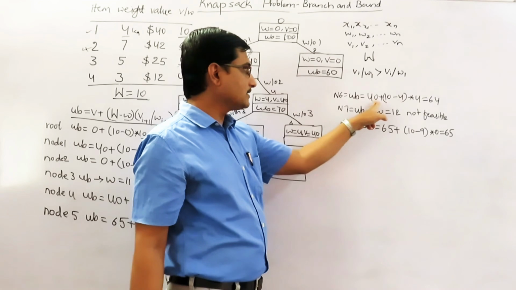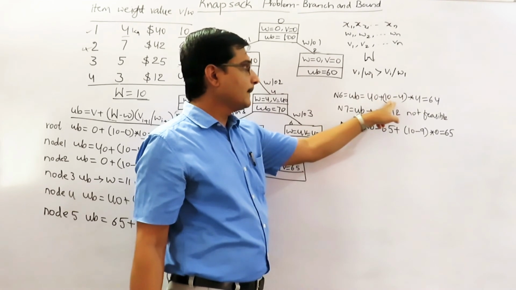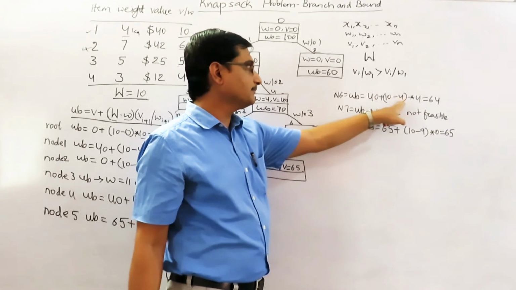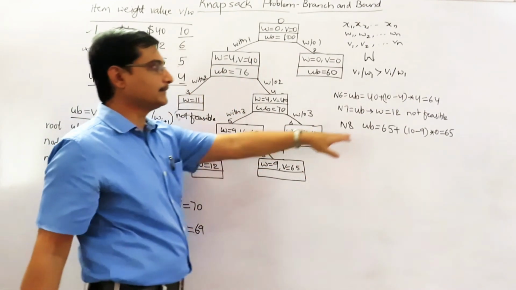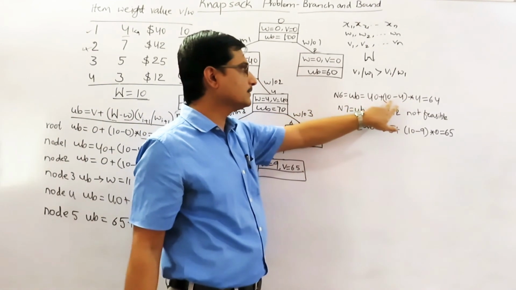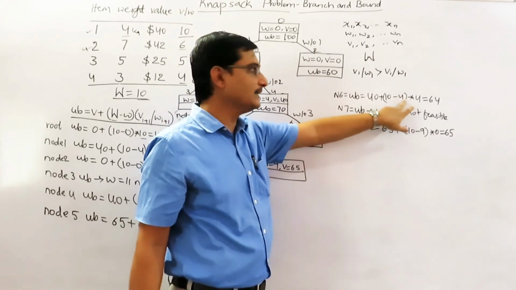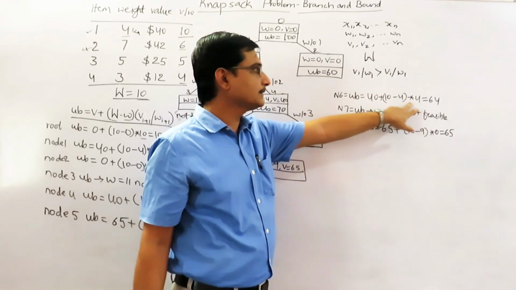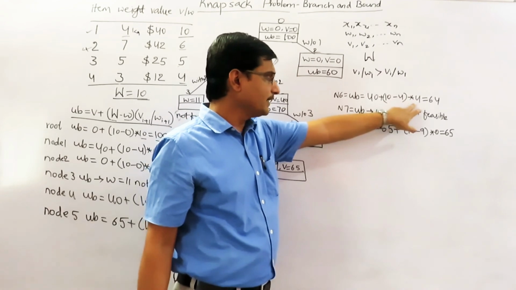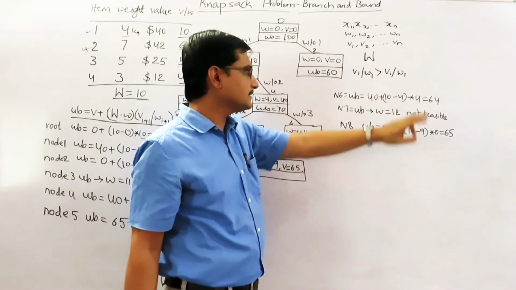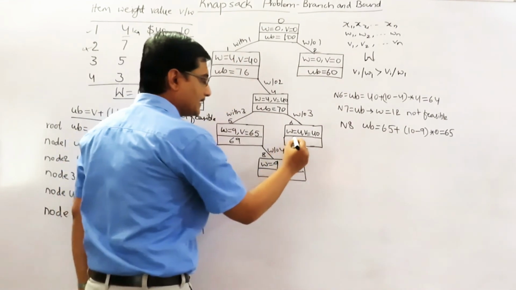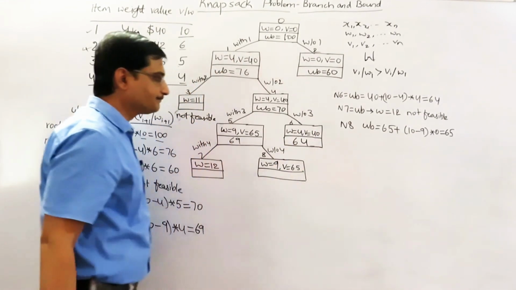So the value of the first item is 40 plus 10 minus the weight of the first item, that is 4, into the profit to weight ratio of the fourth item, that is 4. So 10 minus 4 is 6, 6 into 4 is 24, 24 plus 40 is 64. So the upper bound we are getting is 64.